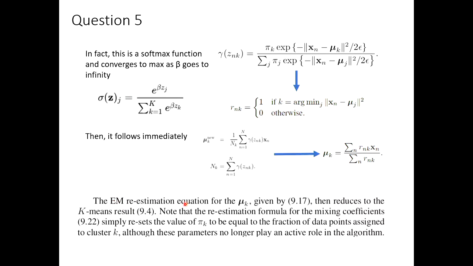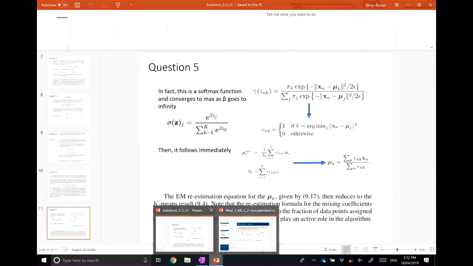So the EM re-estimation for that specific problem reduces to k-means in the limit, when we take the responsibilities and take the limit with epsilon going to 0. And that, as I said, is equivalent to the softmax function becoming a hard assignment function. So that is an interesting result. It's also somewhat intuitive if you think about it.